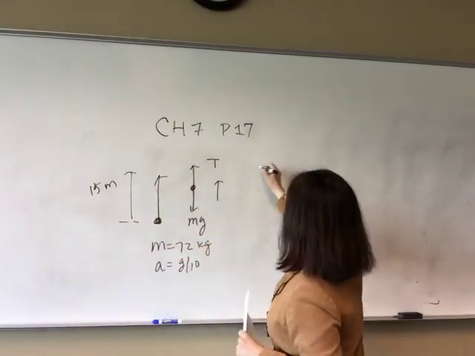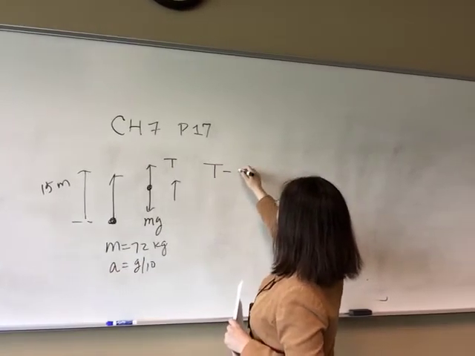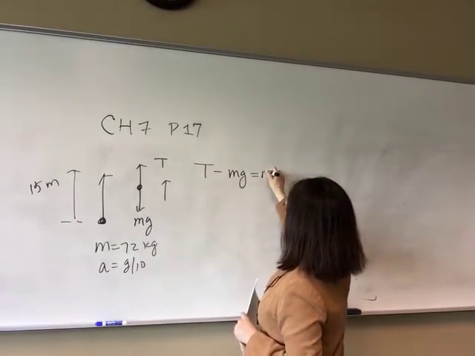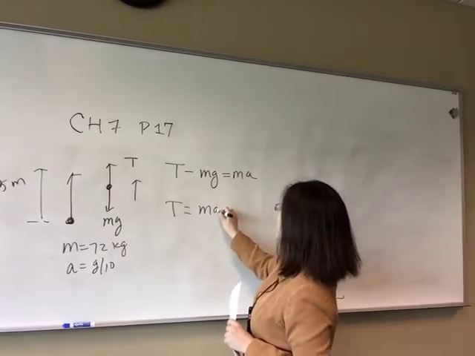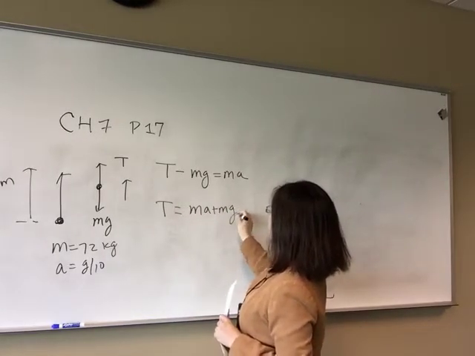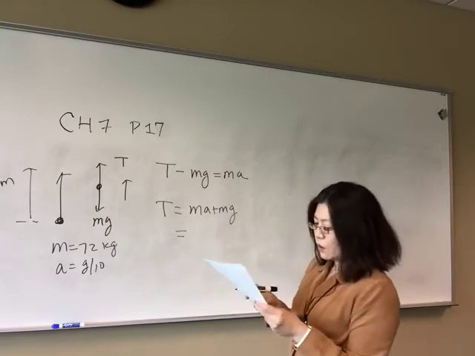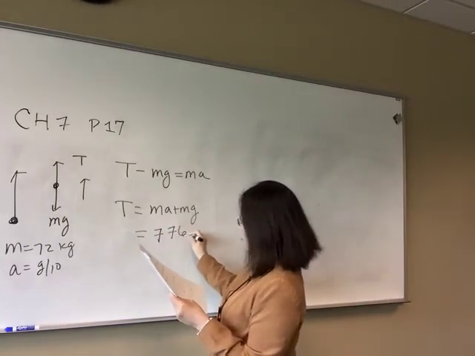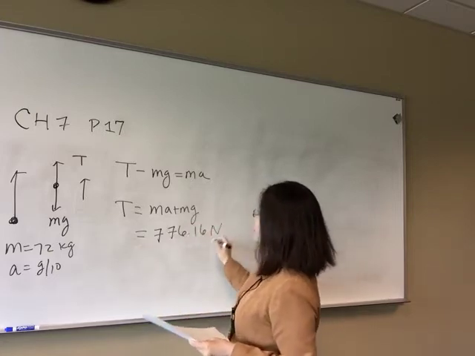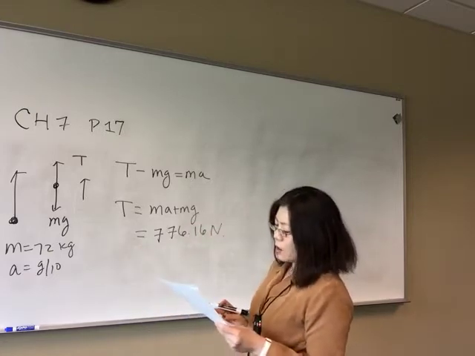Okay, so we can say T minus mg has to be equal to ma. So you can calculate your T. T would just be ma plus mg, and all this information is given. So you can calculate the magnitude, which is 776.16 Newtons. So this is the amount of tension from the helicopter.